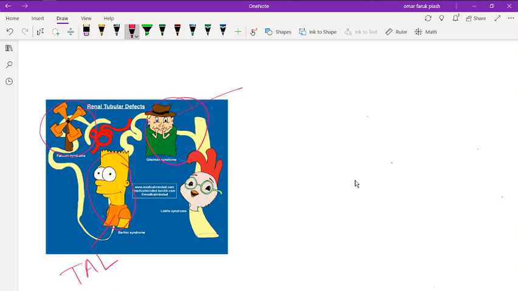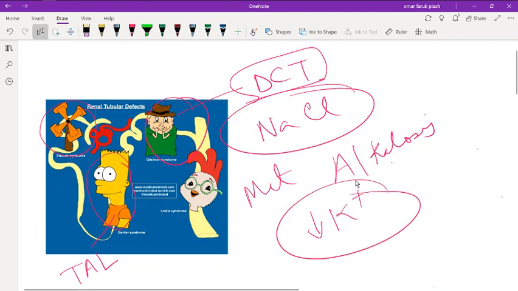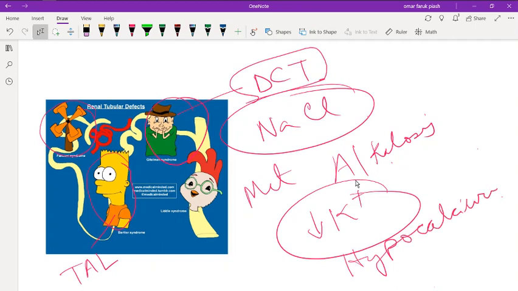This is Gitelman. In Gitelman the location is the DCT, and in the distal convoluted tubule there is a reabsorption defect of sodium chloride. There is metabolic alkalosis, hypokalemia, and also hypocalciuria. It is also autosomal recessive.